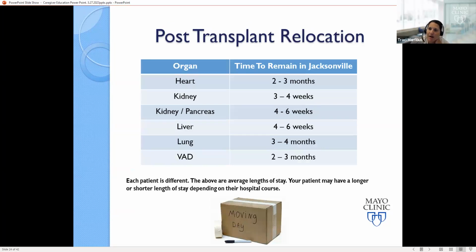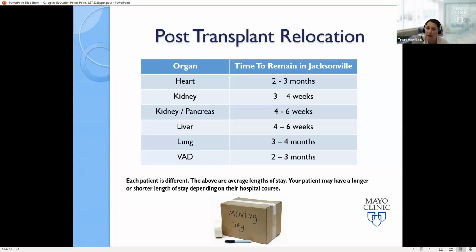So we talked a little bit about pre-transplant relocation, but let's talk about post-transplant relocation. If you don't live in the Jacksonville area, you are going to have to stay here during that time. How far away you can be from Mayo Clinic depends on the organ, so you can reach out to your primary social worker. But for heart, you're going to be here for about 2 to 3 months, and as a VAD, it will be 2 to 3 months.